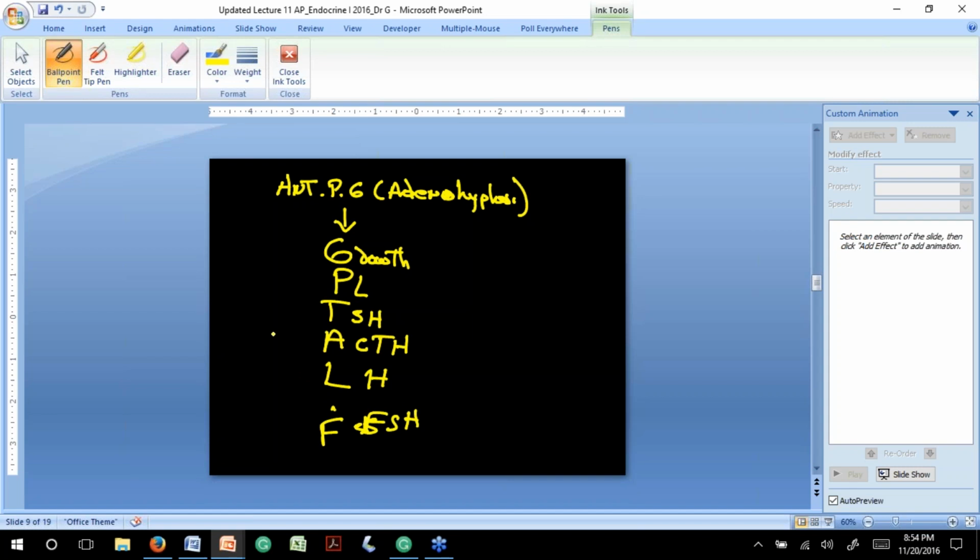Those are the hormones of the anterior pituitary gland, or adenohypophysis. And we have the posterior, the neurohypophysis, that is going to secrete two hormones, right? The ADH, we are going to talk about that today, and oxytocin. One thing that we just need to refresh here, please: prolactin has to do with the mammary gland, correct?